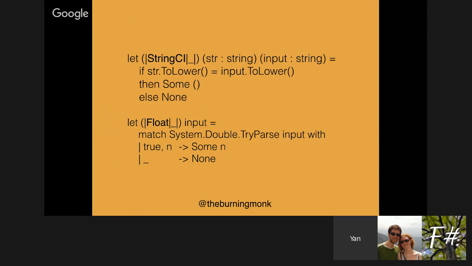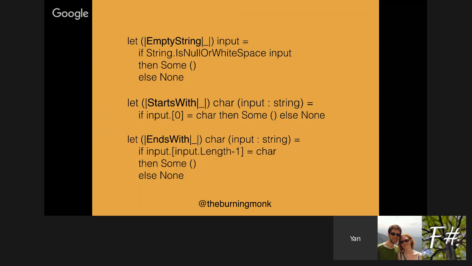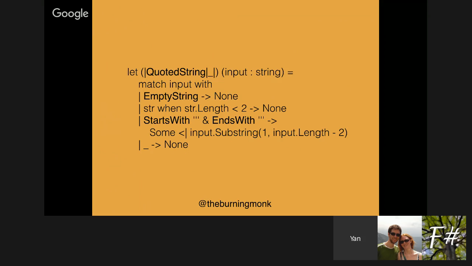So now we can start by writing very simple parsers that will match a string in a case-insensitive way, or match it against a float. We can also write parsers that match against an empty string, or a string that starts or ends with a particular character. And we can compose those guys together to have an active pattern that can take some input and matches if the input is a string that's quoted with single quotes.